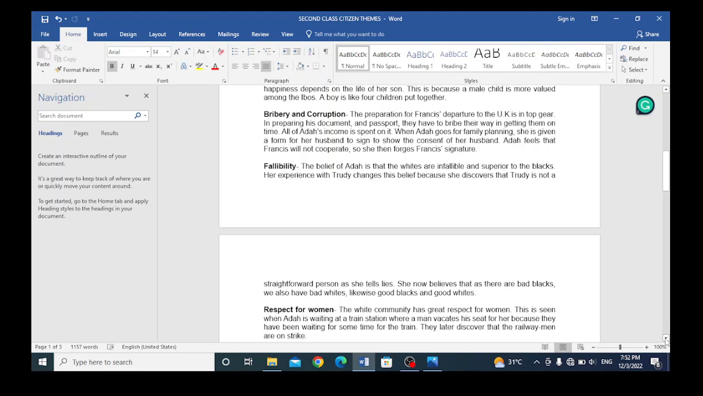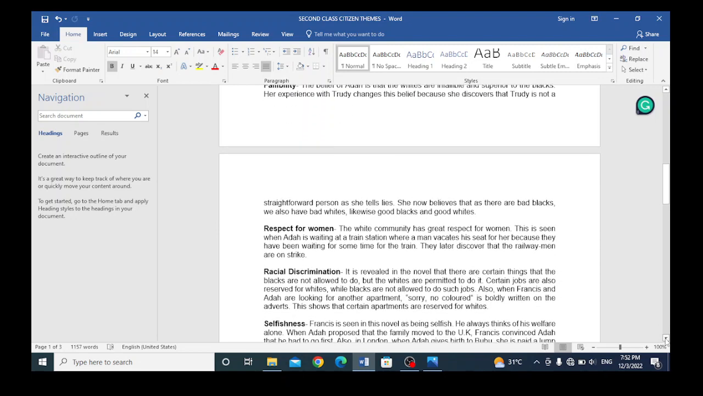Our experience with Trudy changes this belief because she discovers that Trudy is not a straightforward person and she lies. Remember, Trudy is the baby minder that takes care of her children. After her experience with Trudy, Ada now believes that as we have bad blacks, we also have bad whites. Likewise, we have good blacks and good whites.